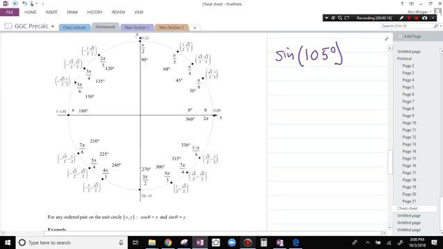Because 105 is 60 plus 45, we might be able to say something about what the sine of 105 degrees is, and we know both 60 and 45. So that's what the sum formula is saying. What's the sine of alpha plus beta, if you know the sine of alpha and you know the sine of beta? It's 6.2, right?